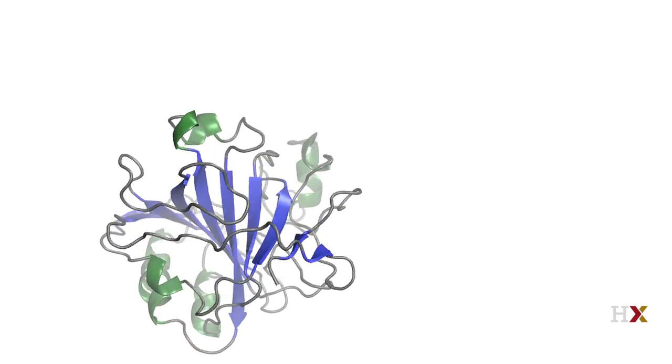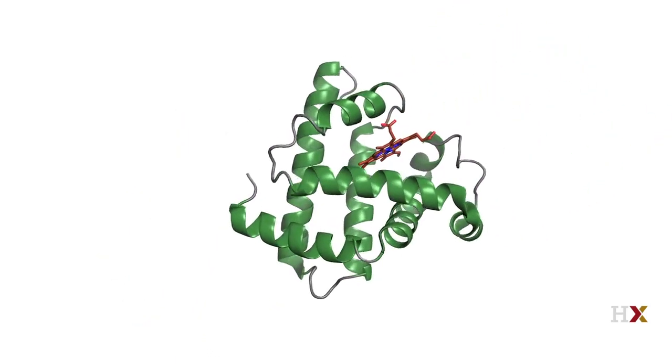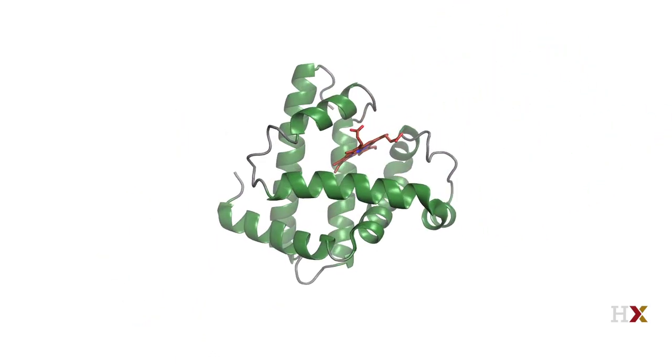A common alpha fold is the globin fold. An example is myoglobin, which is shown here, the oxygen-binding protein in muscles. It releases oxygen under anaerobic conditions, which is important during strenuous activity. The globin fold contains 8 helices and is often associated with binding of a heme cofactor, shown here in orange.